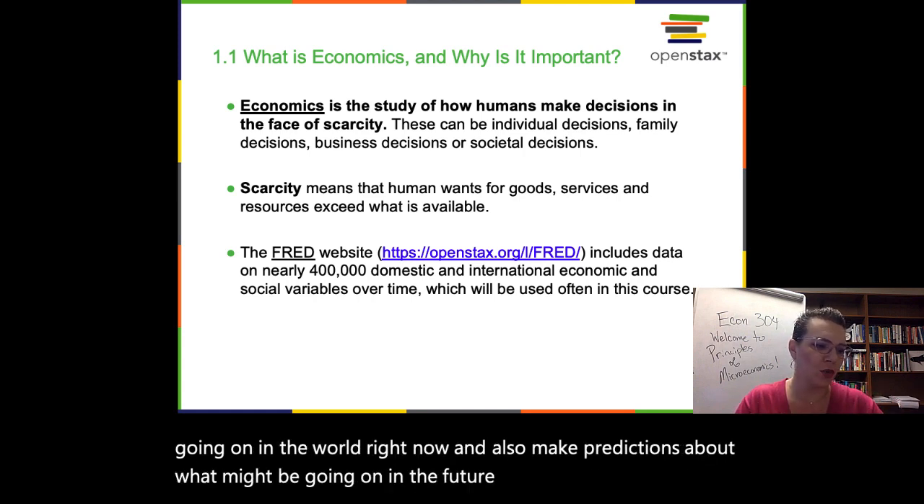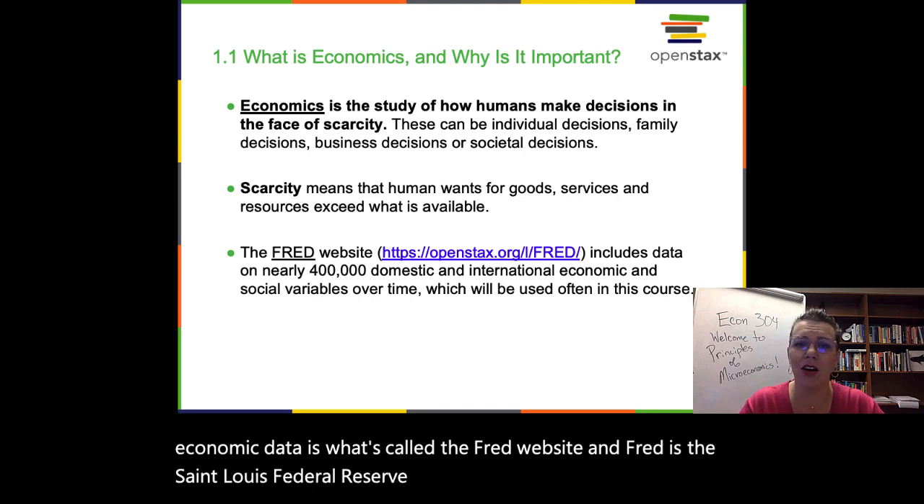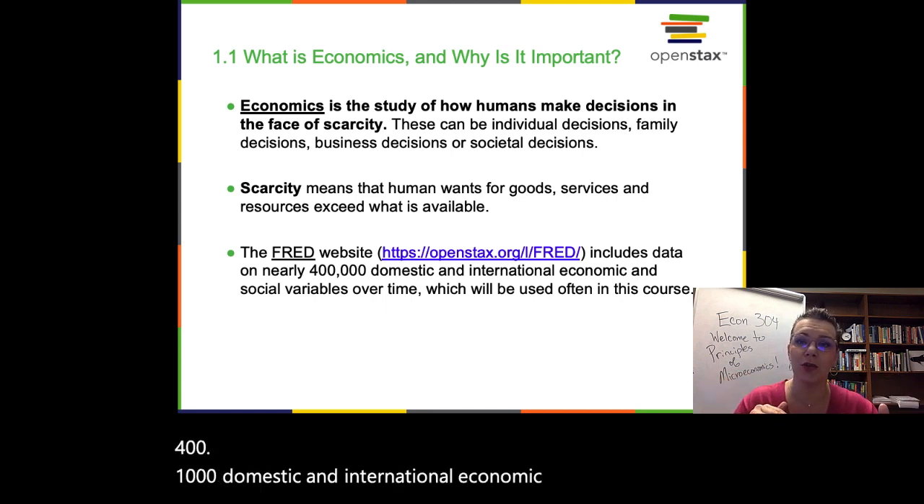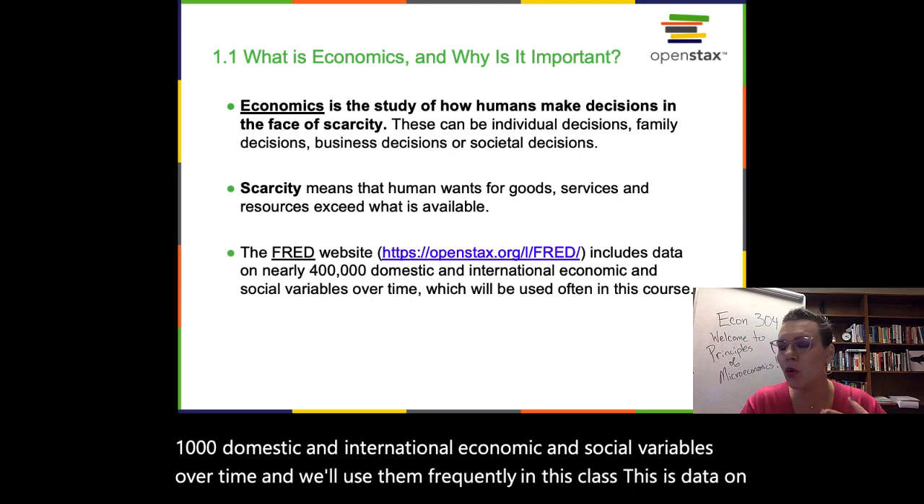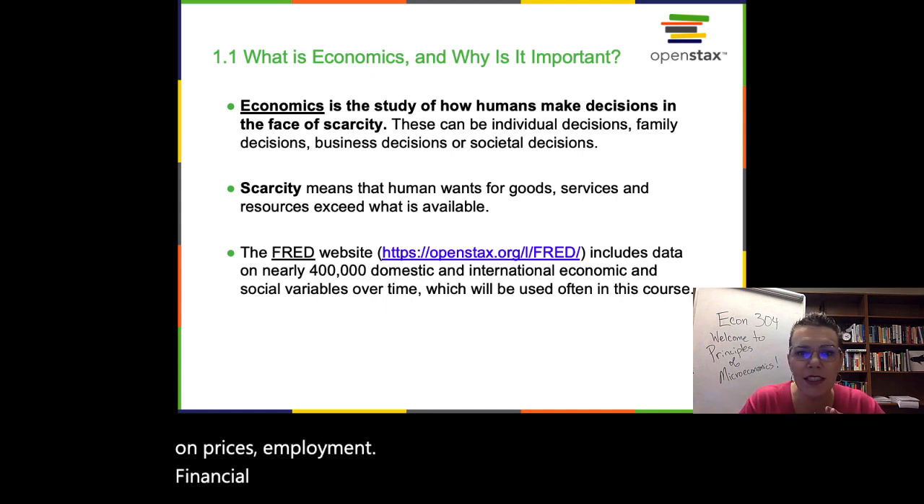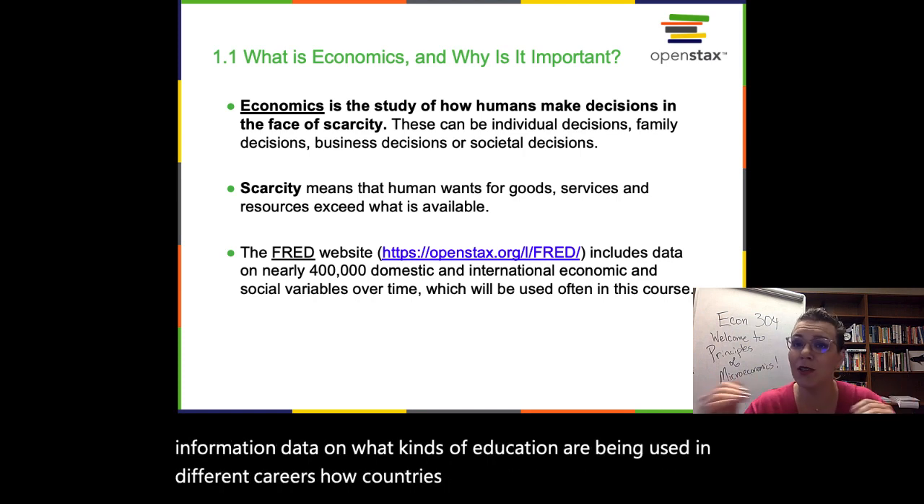And one great source of economic data is what's called the FRED website. FRED is the St. Louis Federal Reserve website. And they have data on nearly 400,000 domestic and international economic and social variables over time, and we'll use them frequently in this class. This is data on prices, employment, financial information, home price information, energy price information, data on what kinds of education are being used in different careers, how countries compare in terms of their economics.